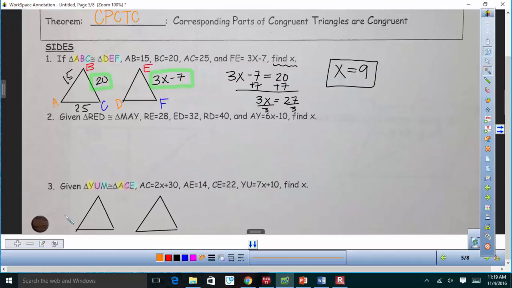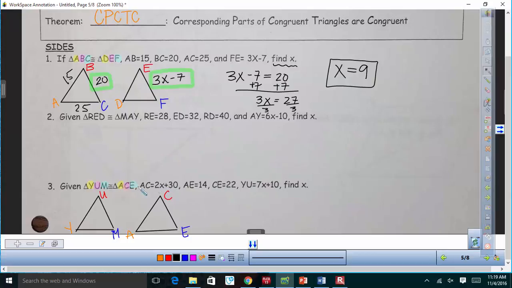Okay, so wherever I put Y on the left triangle, I want to put A on the right triangle. Then wherever we put U on my left-hand triangle, I want to put C on my right. And wherever I put M on this triangle, I want to put E on this triangle. Okay? So now that we've got it labeled, let's put in the sides.